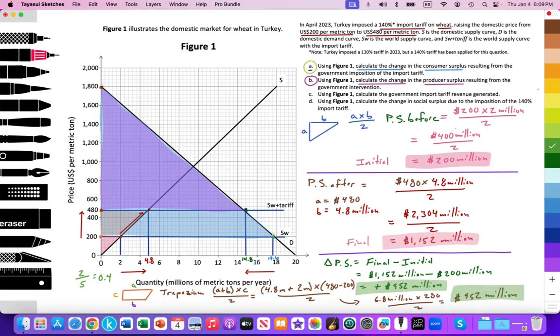Here we clearly see that either way we arrive at the same answer. I would recommend using the trapezium formula. You're going to save some time on your exam. Okay, and that's it. That's the focus of this video. We've answered question B. We've calculated the change in producer surplus. It's increased by 952 million. In the next video, which will be linked below, we'll tackle question C, calculate the government import tariff revenue. This is a pretty fast and easy question, so look out for that.